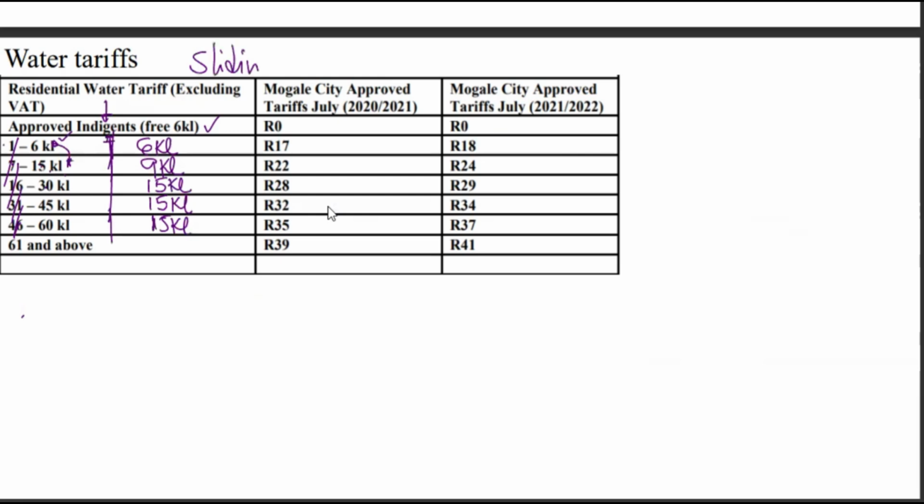The sliding scale. Why is it a sliding scale? The amount per liter keeps increasing. And they're asking you, why do they use a sliding scale? We use a sliding scale to minimize water wastage or water usage, but mainly wastage. You understand? Because the more you use, the more you pay.